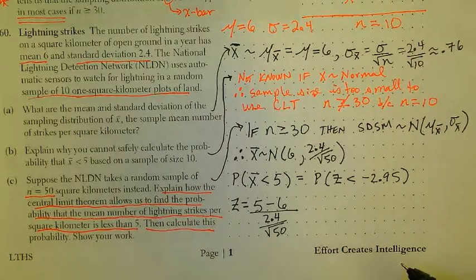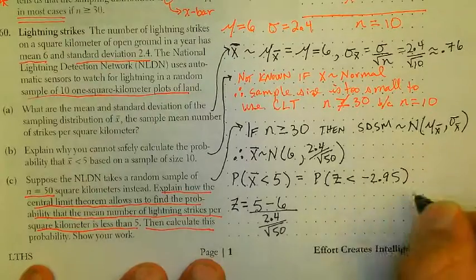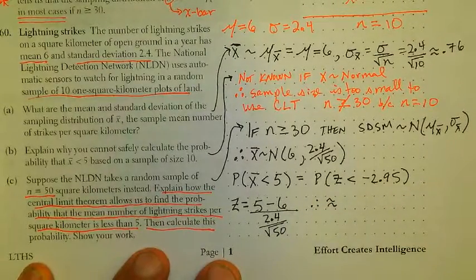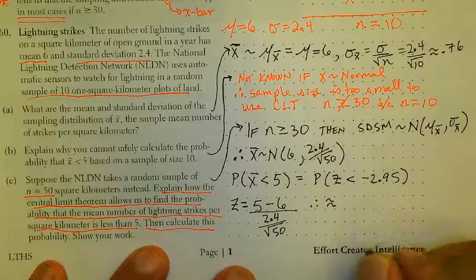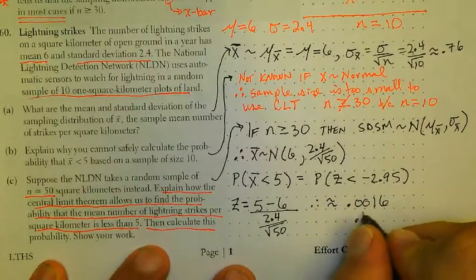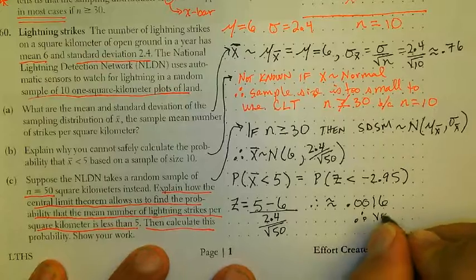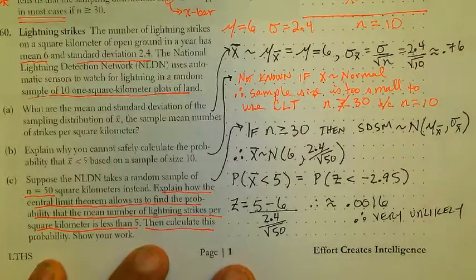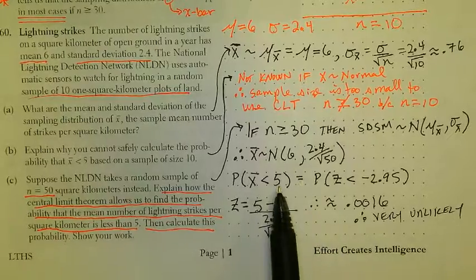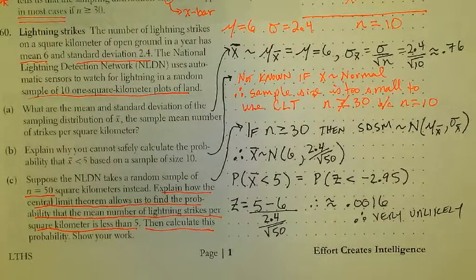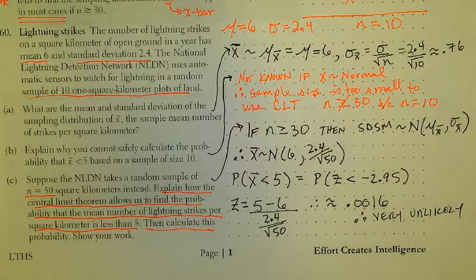Now, if I use my table or my calculator, I find this probability is 0.0016. So therefore, we are very unlikely to have a sample mean from a sample of size 50 have the number of lightning strikes be less than 5.